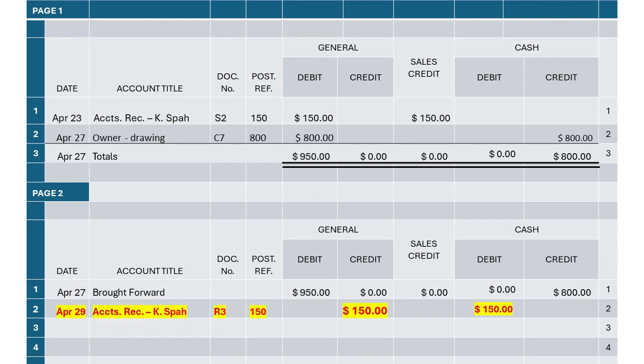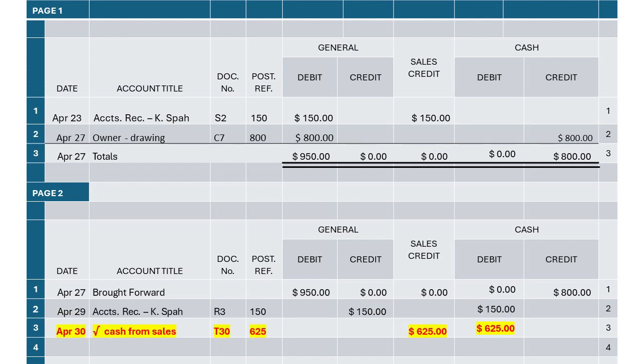Transaction 3, April 29th, received cash on account from K-Spa, $150 R3. The example is on page 73 in the textbook. We put the date, April 29th, the account title is Accounts Receivable K-Spa, and the source document is Receipt 3. The $150 goes under the General Credit and under the Cash Debit.